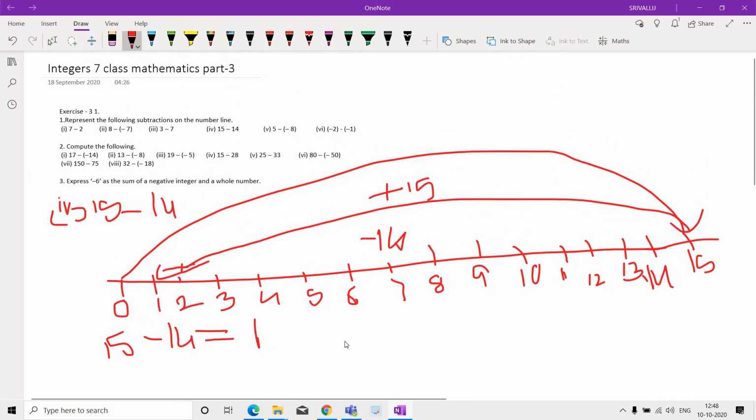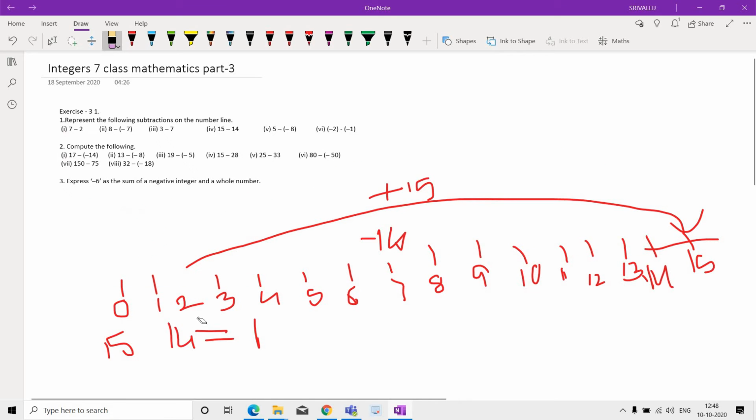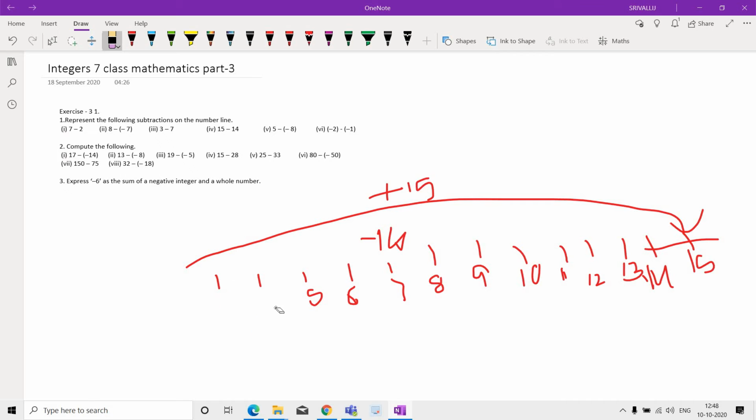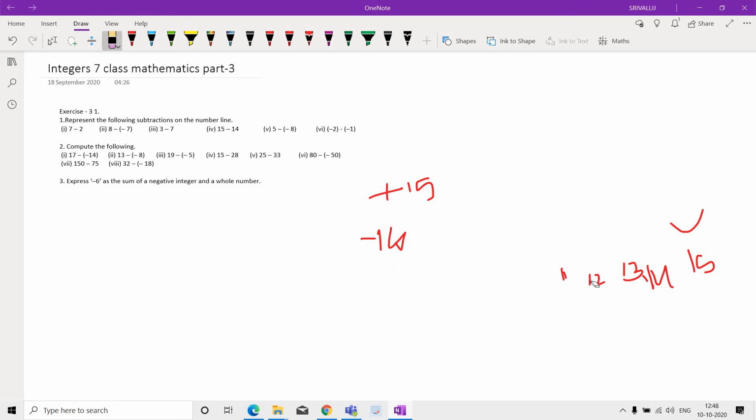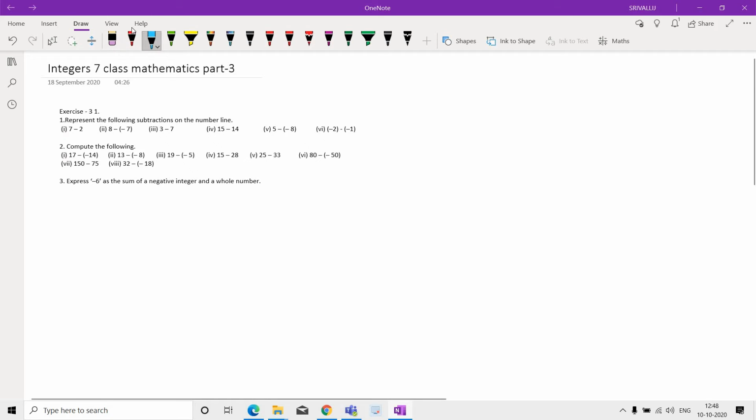By easy calculation also we can do that problem, but they said represent on the number line, so in that manner we can do this. So up to 4 problems we completed.